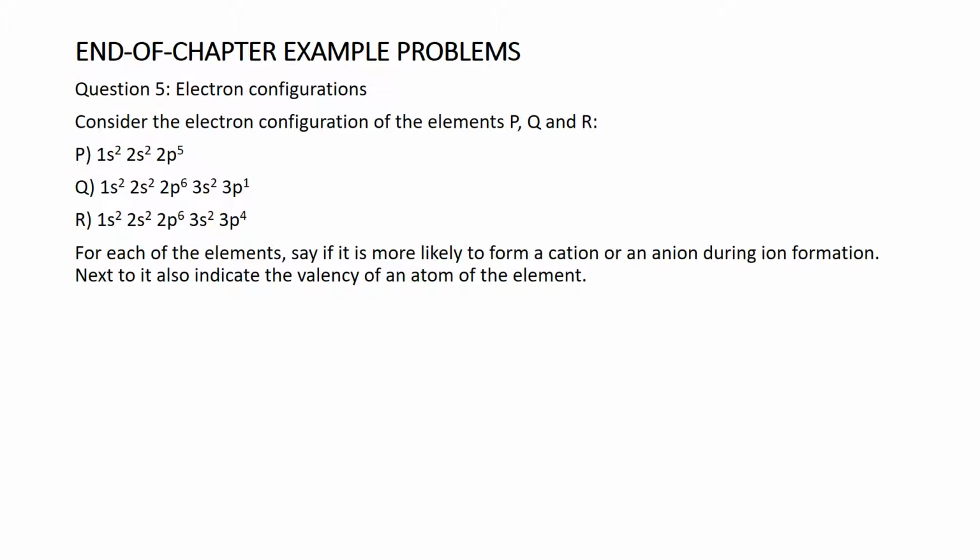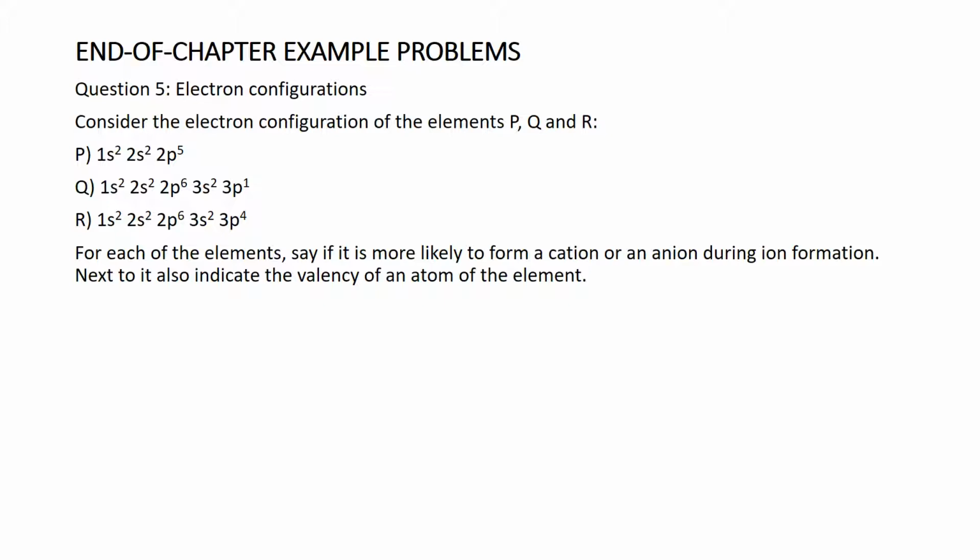Okay, let's move on to question 5, looking at electron configurations. We are given 3 elements, P, Q, and R, and their electron configurations. P has an electron configuration of 1s2, 2s2, 2p5. Q has an electron configuration of 1s2, 2s2, 2p6, 3s2, and 3p1. R has an electron configuration of 1s2, 2s2, 2p6, 3s2, 3p4. So you should say for each of the elements if it is more likely to form a cation or an anion during ion formation. And then you should indicate the valency of an atom of the element.